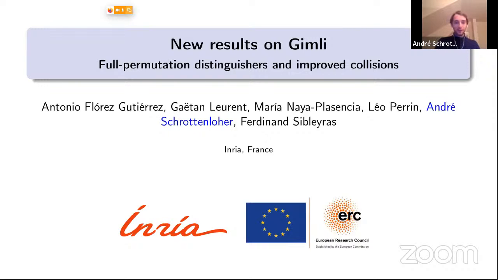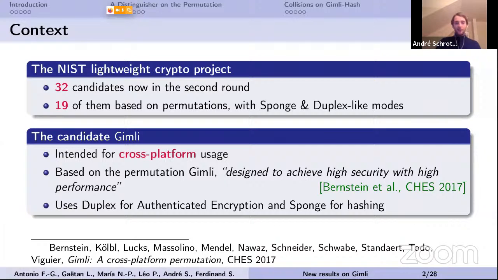Thank you for the introduction. This is joint work with these people from INRIA, and I'm going to present some cryptanalysis results on the permutation and NIST candidate Gimli. The context of this work is the NIST lightweight crypto project, which is now in the second round, and there are 32 candidates still remaining, 19 of them based on permutations using sponge and duplex-like modes. Gimli is one of these candidates. It is specifically intended for cross-platform usage. It is based on the permutation Gimli, which was published at CHES 2017, and which was said to be designed to achieve high security with high performance. Gimli uses a duplex mode for authenticated encryption and sponge for hashing.